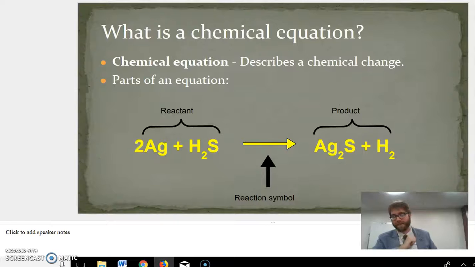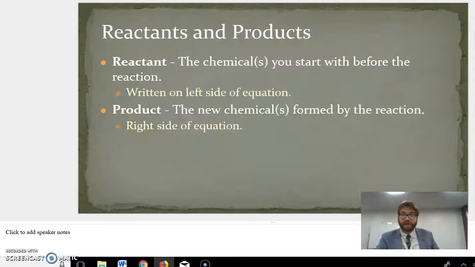Let's talk about chemical reactions. So before we talk about chemical reactions and how to balance them, we need to figure out what a chemical equation is. And all a chemical equation is, is that it describes a chemical change. And we've got a couple of parts to a chemical equation. We have the beginning and the end. The beginning is what we will call the reactant. The reactants are whatever you start with. They're on the left side.